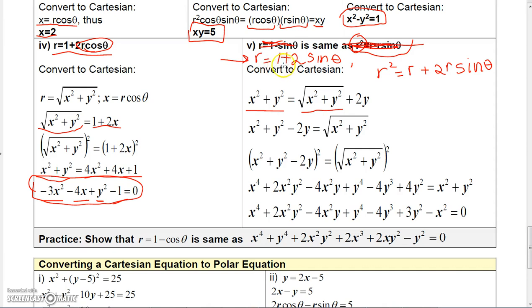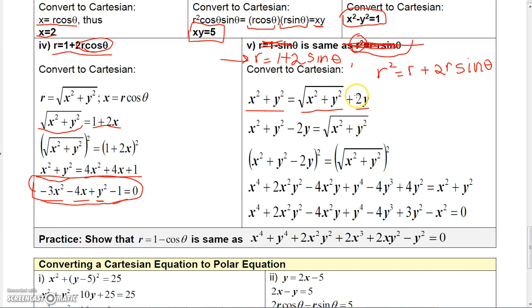So let's convert r equals 1 plus 2 sine theta to Cartesian coordinates. Now again, I'm going to multiply both sides by r. So that'll give me r squared equals r plus 2r sine theta. Well, r squared is x squared plus y squared. r is the square root of x squared plus y squared. And 2r sine theta is actually 2y.